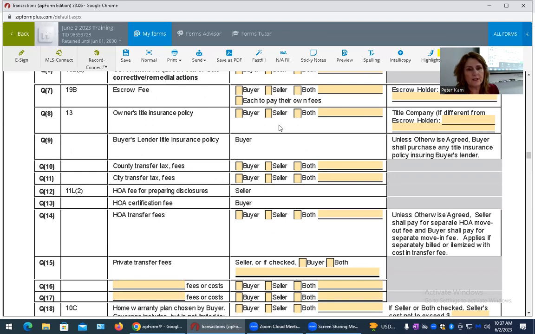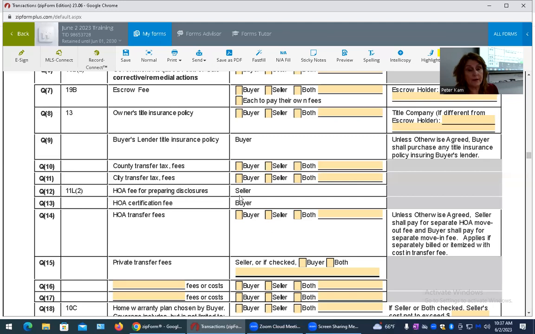Usually the owner's title insurance, you're going to check to seller. And right here, it automatically defaults to the buyer for the lender portion of the title insurance policy. County and city transfer taxes are generally the seller's expense. Everything is negotiable though, but representing a buyer, you're going to check these.